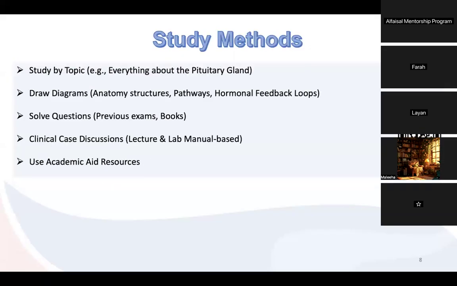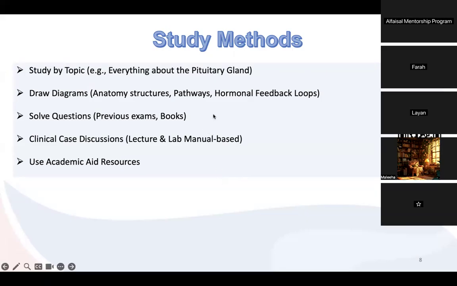These are some study methods that you can follow. I advise you to study by topic, not by subject or discipline, because this makes more sense. For example, if you're studying the pituitary gland, you can study all the lectures related to it: embryology, anatomy, histology, and then physiology. And like this, you will be able to build a good clinical correlation about this topic.